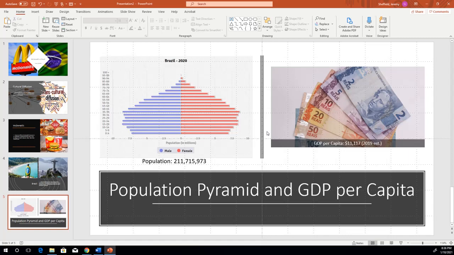Okay, so you have a population pyramid, GDP per capita. So this is how many potential customers you could have. This is what the average person makes. Okay. Two pictures. Good.